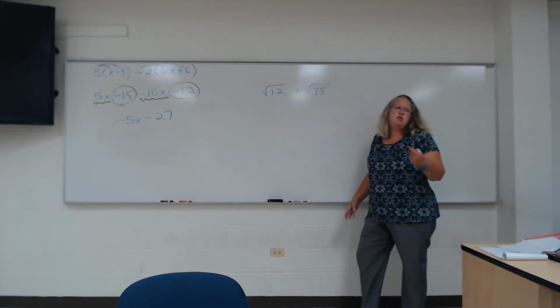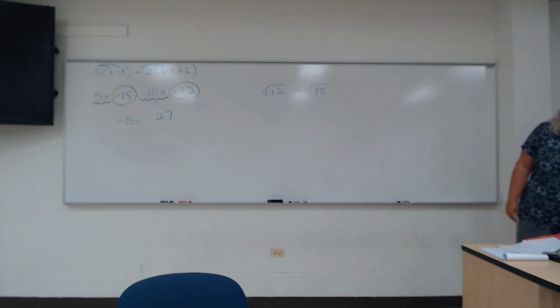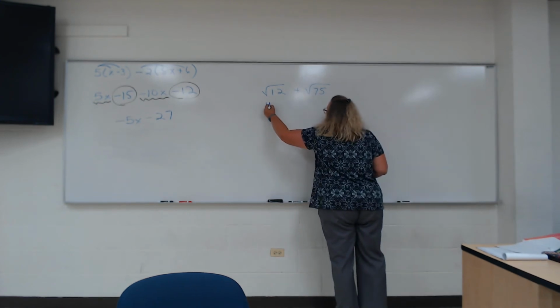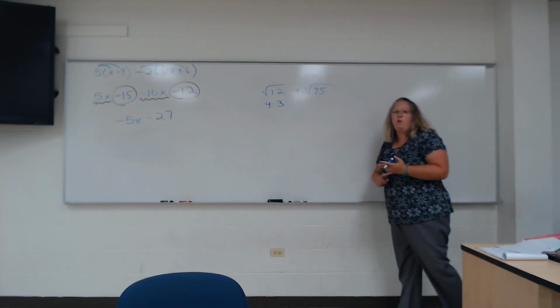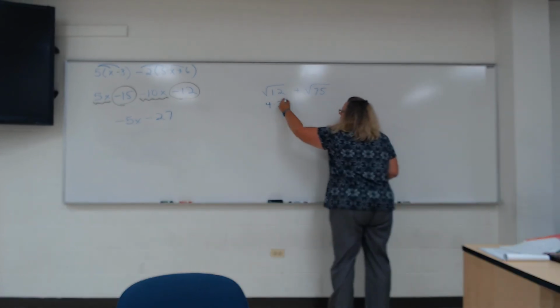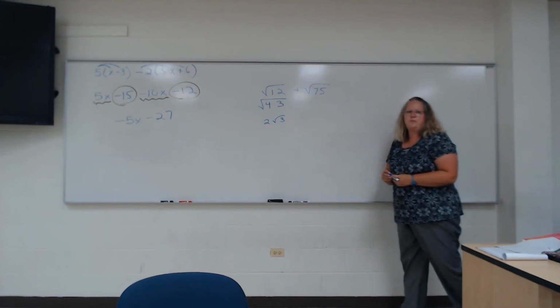12 is 6 times 2, but what's a better choice? 4 times 3 or 3 times 4. Why is that a better choice? Because 4 is a perfect square. So the square root of 4 goes to 2, and the square root of 3 stays underneath.